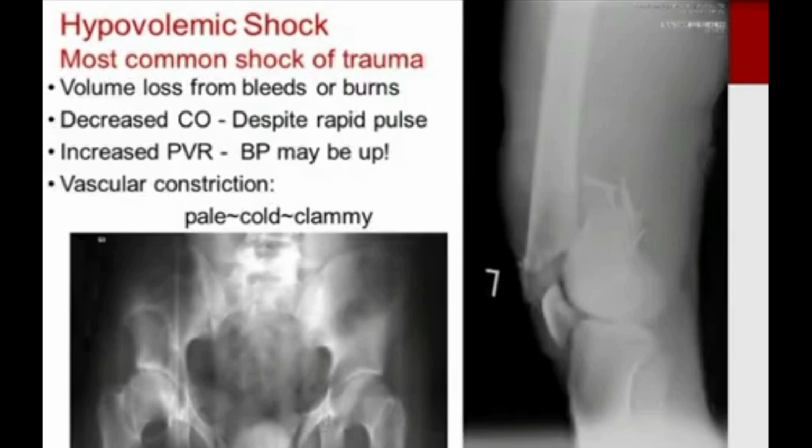Hypovolemic shock is the most common shock caused by trauma. So here basically you have blood loss, either volume loss from bleeds and or burns. You'll have decreased cardiac output, despite a rapid pulse. So even though your heart's beating faster, you have decreased cardiac output. You have increased peripheral vascular resistance. The blood pressure actually may be elevated because the blood vessels are clamping down to try to maximize the volume. You have vascular constriction. The patient's extremities will be pale, cold, and clammy.